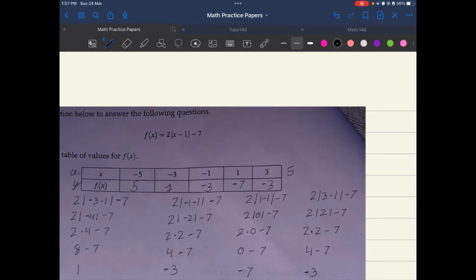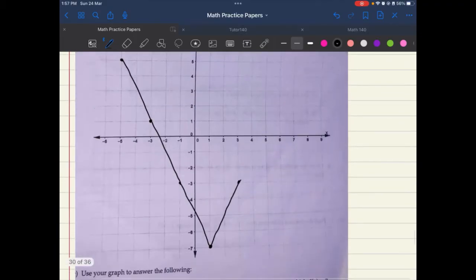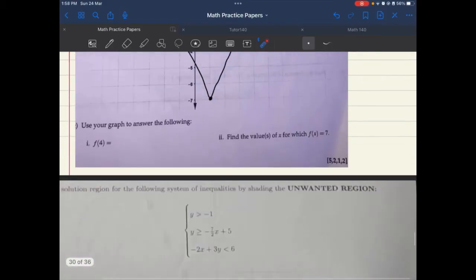So, as they say, use the graph. So 2 absolute value of 5 minus 1, minus 7. 5 minus 1 is 4, times 2 is 8, minus 7 is 1. So the next point we're plotting is 5, 1. There's 5 here and this 1 here, so go right there. The point it looks like it's touching is negative 1. So f of 4 will be negative 1.